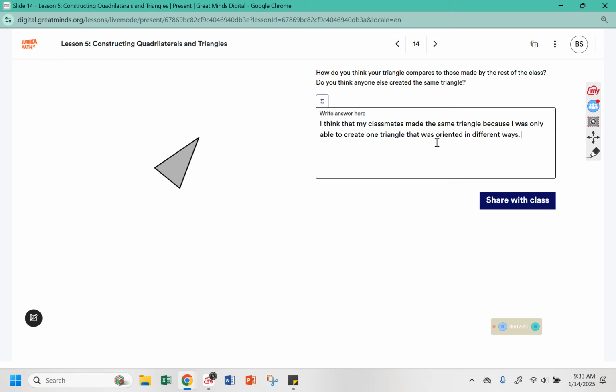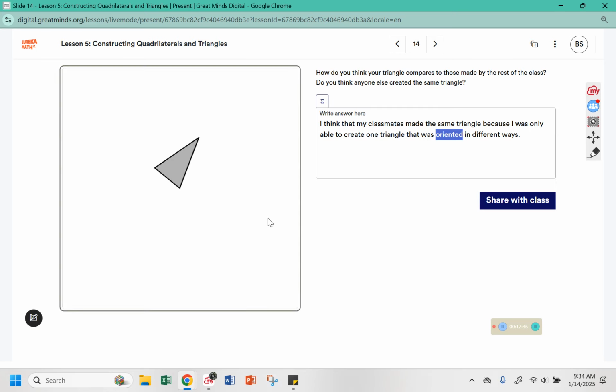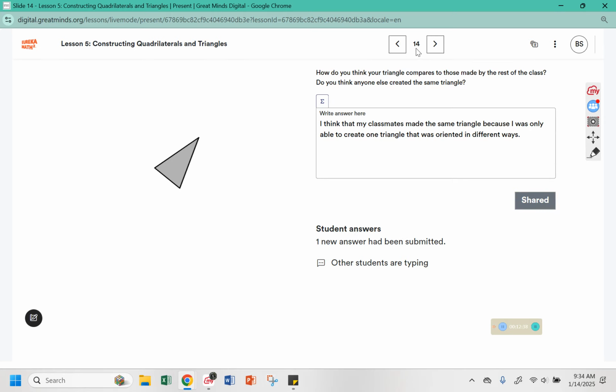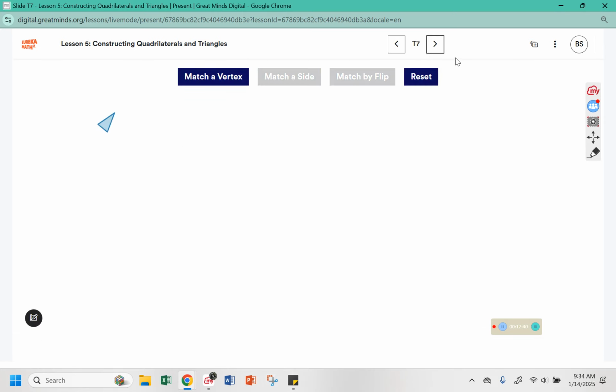That word oriented is describing how it is positioned on my screen. So I had it where it was pointing up. Now it's pointing off to the side. I could have rotated it or flipped it over, but it still was the same triangle. So we would be able to match up the triangles from mine and my classmates by matching up a point or a side.